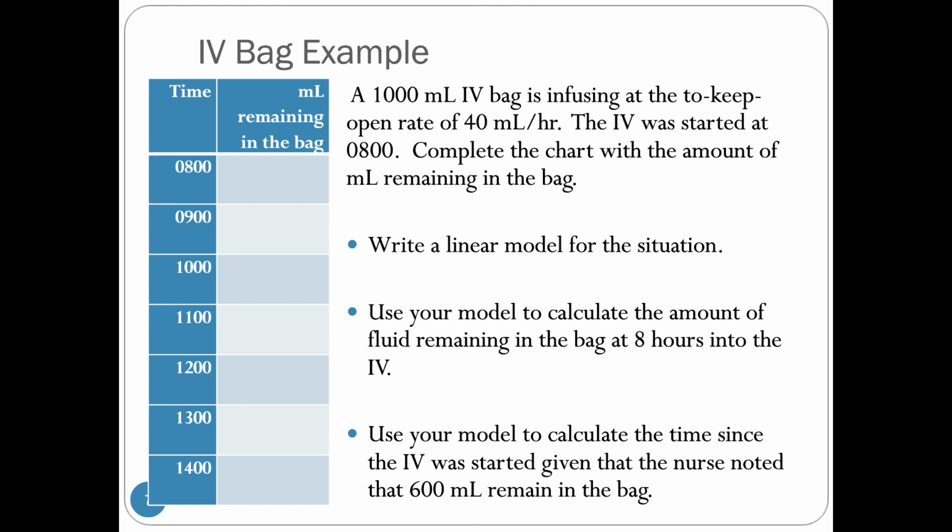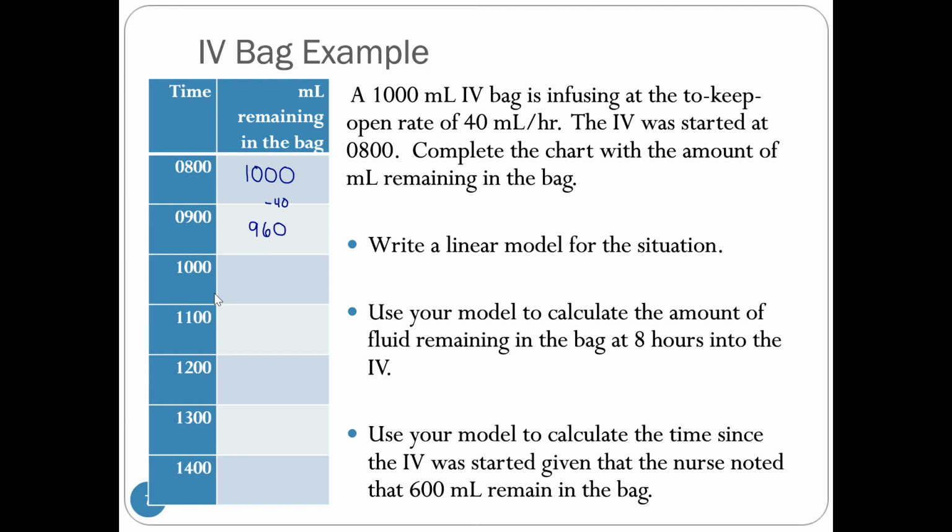the bag. So when the bag was hung at 0800 hours, it would have had its full volume of 1,000 milliliters. Now the bag, we are told, is running at 40 milliliters per hour. So my understanding is that from 8 to 9, 40 milliliters would have been infused into the patient. So the milliliters remaining in the bag would drop by 40, and so I would have 960 milliliters remaining in the bag at that point.